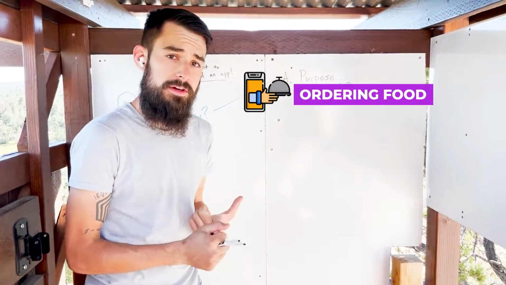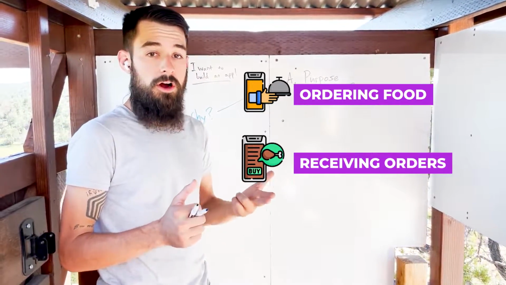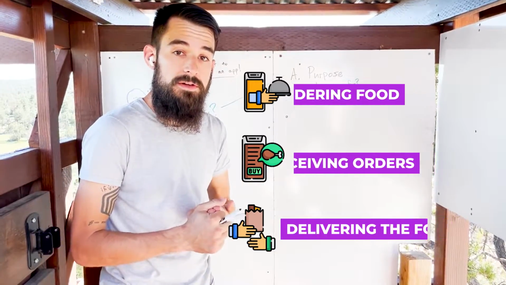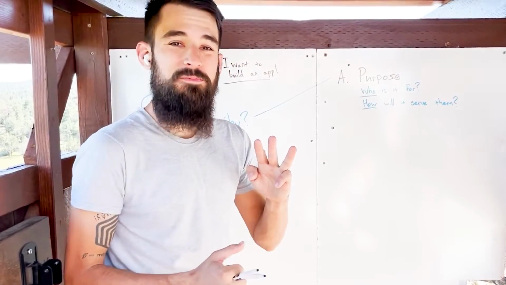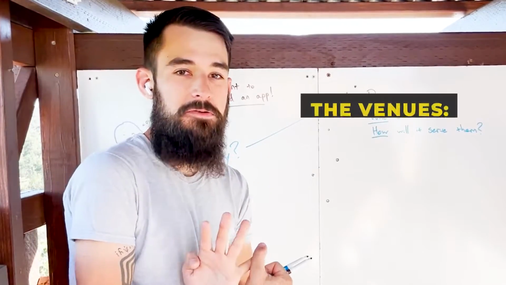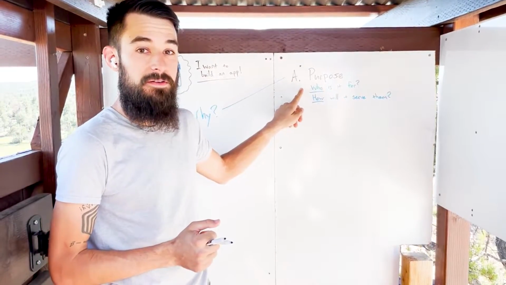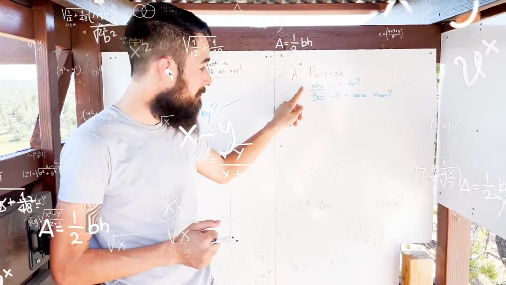They have the people who are ordering food, they have the people who are receiving the orders and preparing them, and they have the people delivering the food. Actually, of all those three people, the most important client is the venues that decide to install the app in their stadiums. This can actually be a rather complex question in itself. How will it serve them?